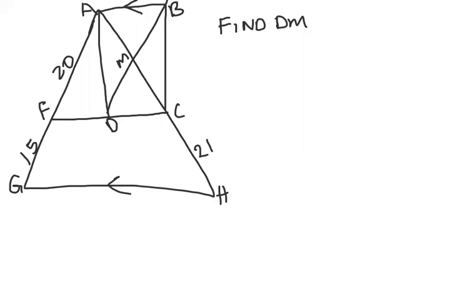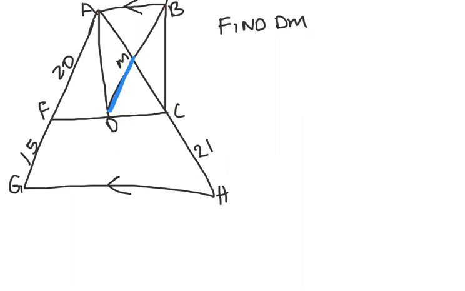So for this, we have this triangle, the big one, ACH, AGH, and we also have the rectangle ABCD. The question is to find DM. So that is what they want. Let's just see what they give.